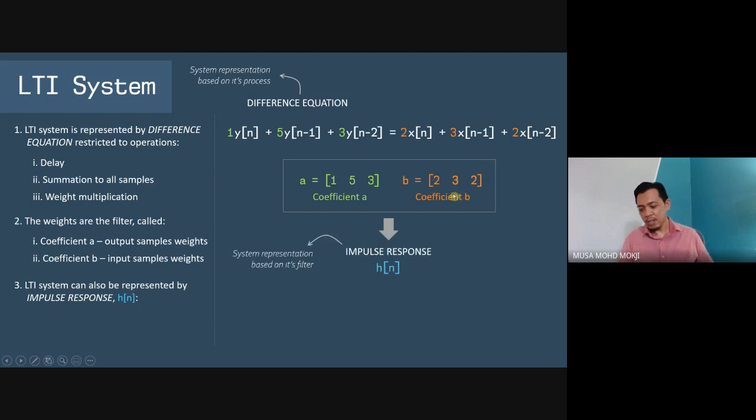And we can convert this into an impulse response. So what is the impulse response? Impulse response is another representation of an LTI system. This is a system representation based on its filter, because later, this is what we call the filter. So when you say filter, what is a filter? A filter is just a sequence of values. A digital filter is just a sequence of values, a combination of coefficient A and coefficient B. So that is a filter.